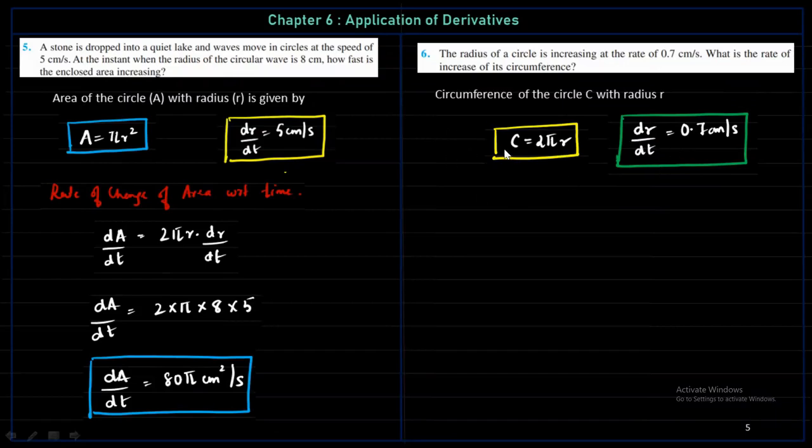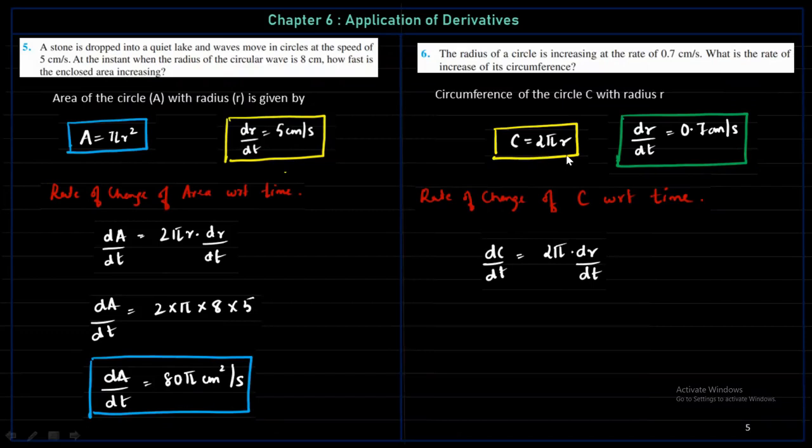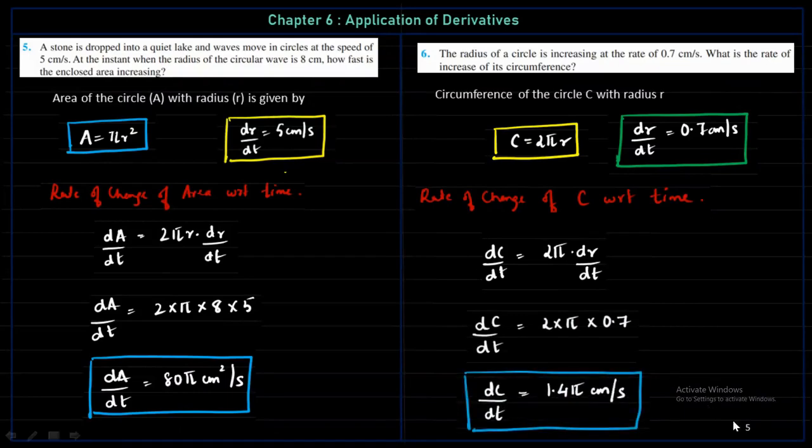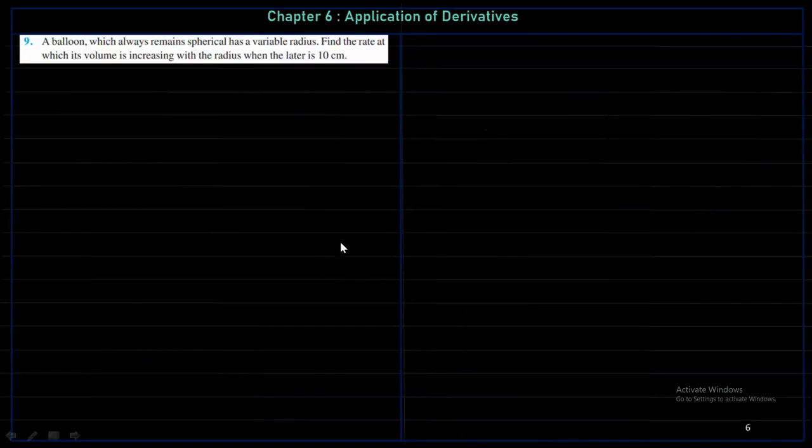Now let me differentiate c with respect to t. So dc over dt is going to be 2 pi r. When I differentiate r, it will be equal to 1, so it will be 2 pi as it is, multiplied with dr over dt. dr over dt is already given to you. So 0.7 multiplied by 2 multiplied by 5. So it is going to be 1.4 pi centimeter per second, because we are talking about the circumference, so it is just centimeters. Okay, we have a few more questions and then I'll be giving you a question to solve.